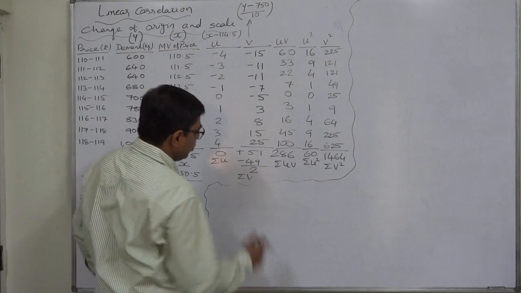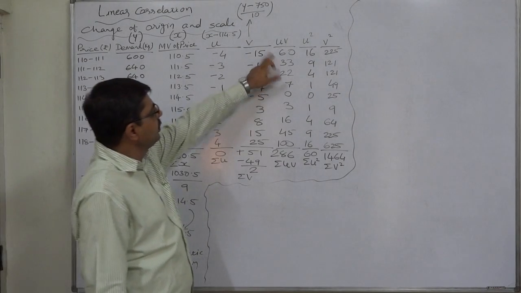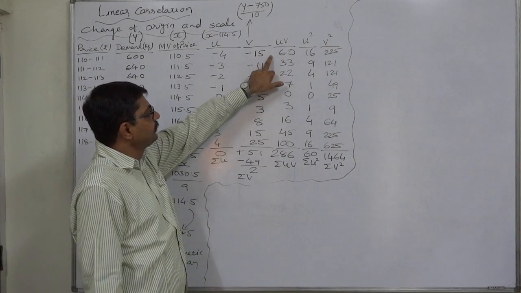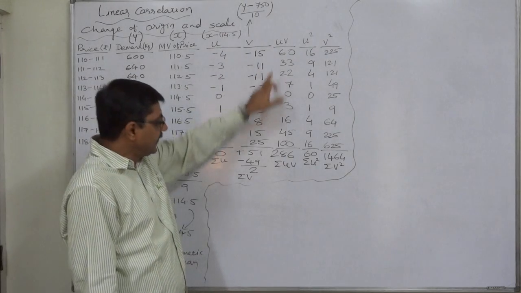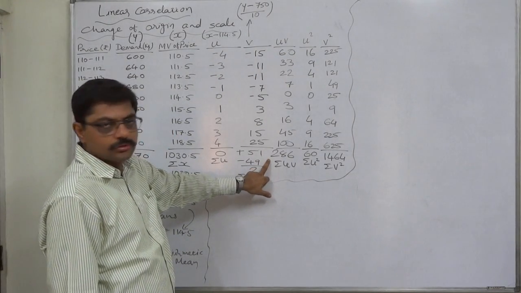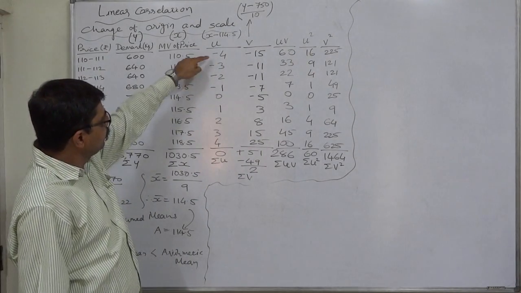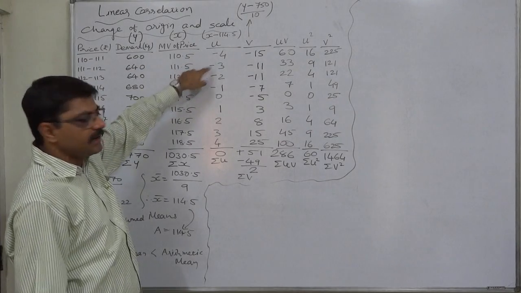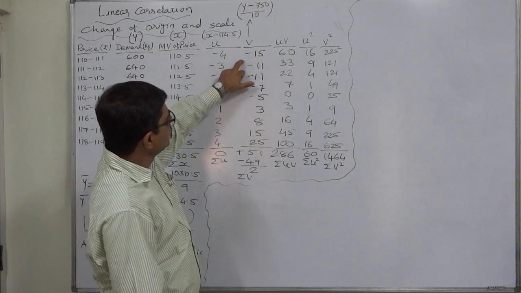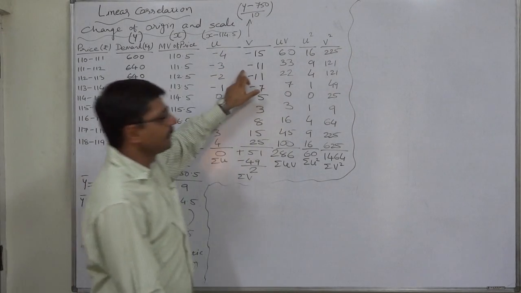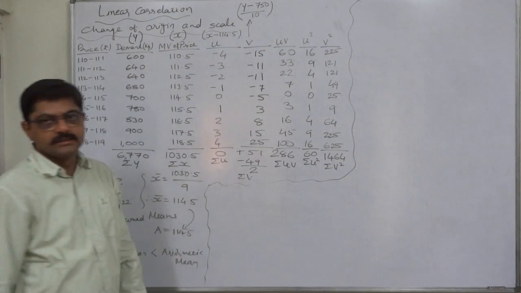I advise you to check your summation always through this technique. Now we have u and v. We have already used the formula of n sigma uv. So we need uv, u into v: minus 4 into minus 15 equals 60, minus 3 into minus 11 equals 33, and so on. The summation of uv comes to 286. Similarly, u square, that means squared values of u: minus 4 square is 16, minus 3 square is 9, and so on. Similarly, squared values of v: minus 15 square is 225, minus 11 square is 121, and so on. Its summation comes to 1464.